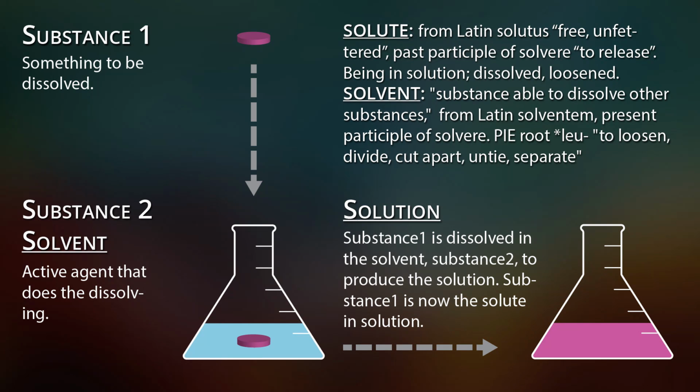So here's how the process of alchemical distillation works, because I've done an infographic on that as well, and how we dissolve the impure substance 1 into a solution as a solute in order to loosen, divide, cut apart, untie, and separate it, to make it free and unfettered, to release it, dissolved and loosened, from its more impure substance 1 state. Does that make sense? It makes a lot of sense to me.